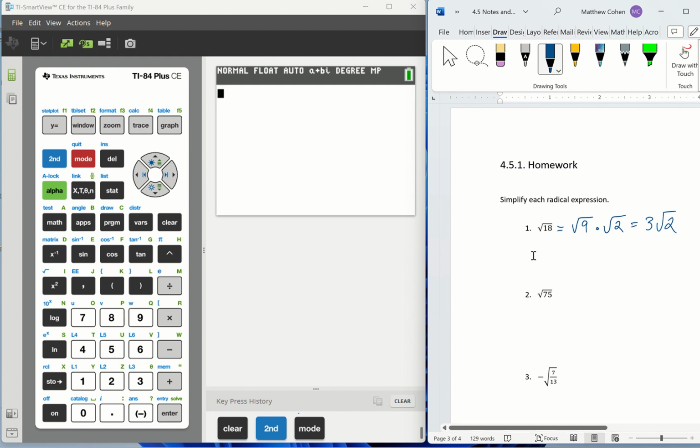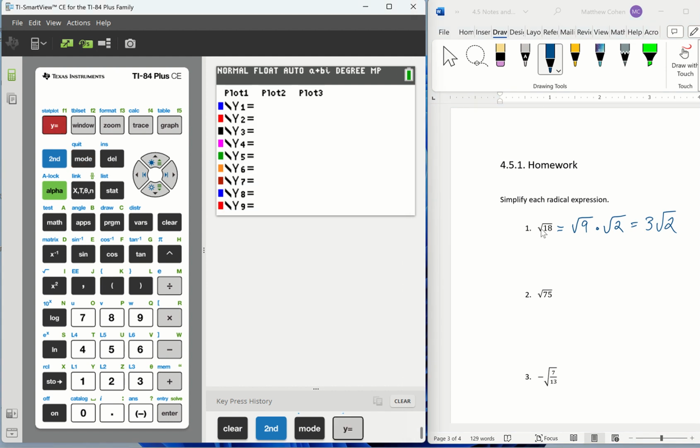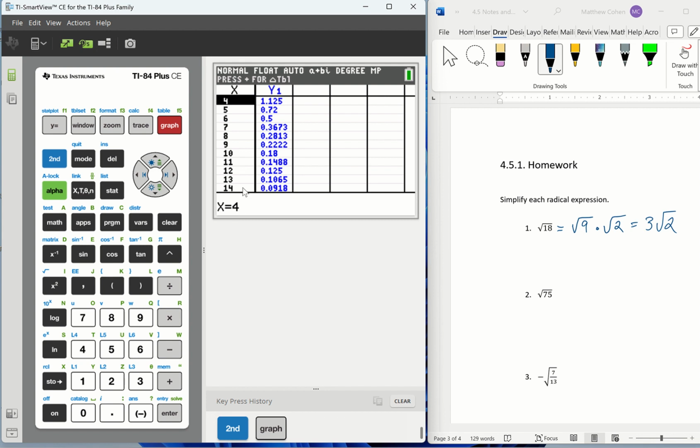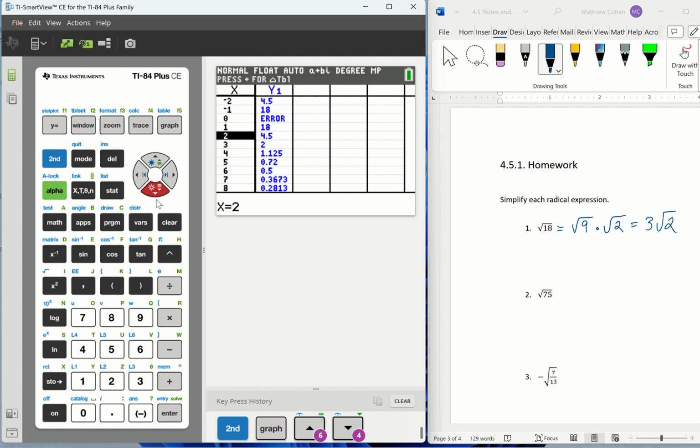Now you can do this on your calculator, you can check this on your calculator. What you're going to do is you're going to go to y equals, and you're going to put what's under your square root, so 18, and divide that by x squared. Then go to your table, so second graph. What you're looking for is a pair of whole numbers, and you're going to choose the pair where y1 is as close to 1 as possible.